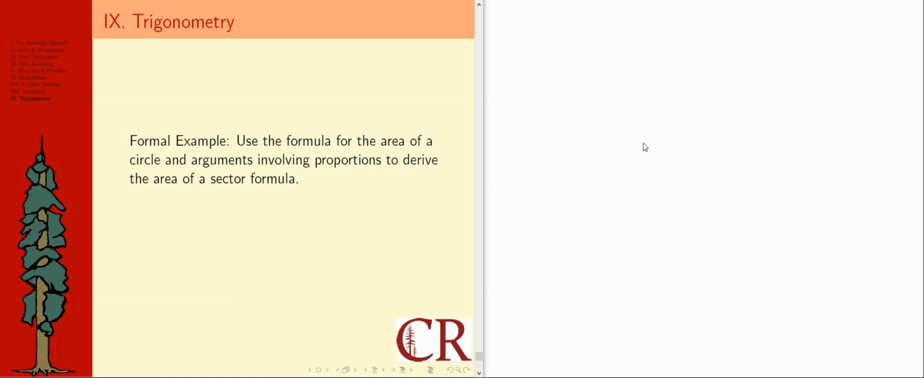All right, it says here, use the formula for the area of a circle in arguments involving proportions to derive the area of a sector formula. This one's called a formal example. I think that's the first of those that we've seen. So I sometimes do formal examples that are kind of like a derivation or like a proof of a theorem it would be in a math class.